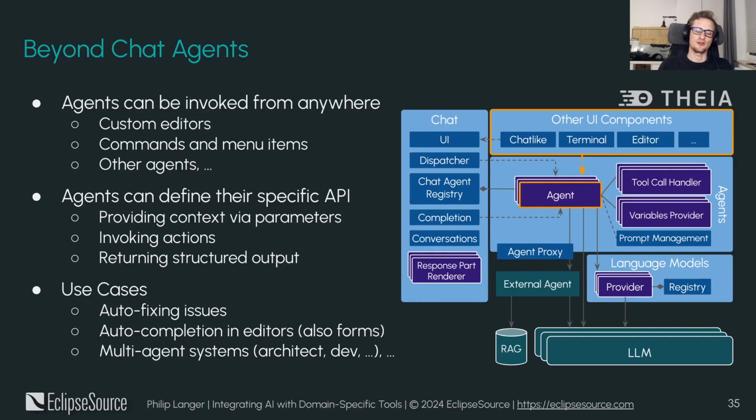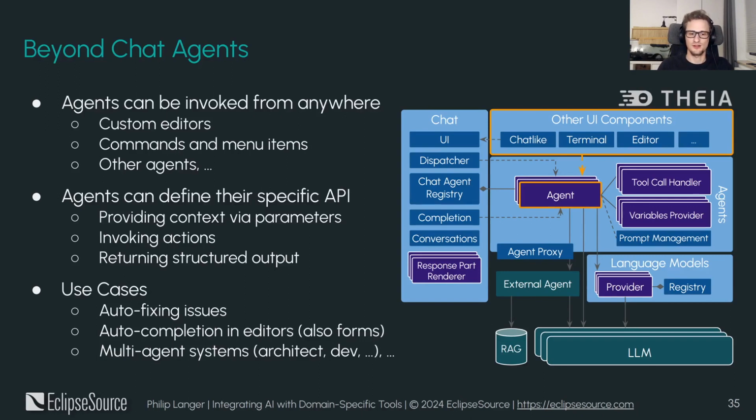Because especially when you have custom editors, or you want to provide commands or menu items to trigger certain AI functionalities, that's very, very useful, because very typically from specific commands you can give very good context via parameters, via the special agent API, to give very concrete context and get very concrete and useful feedback.